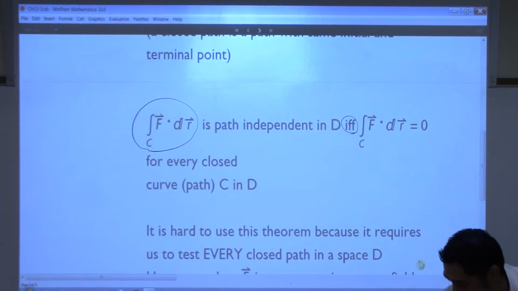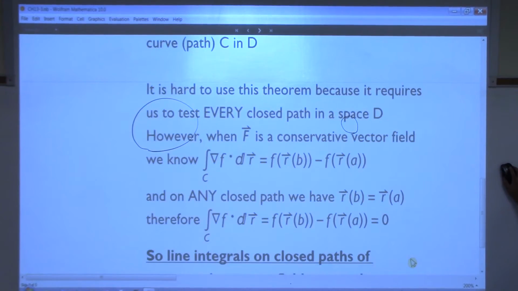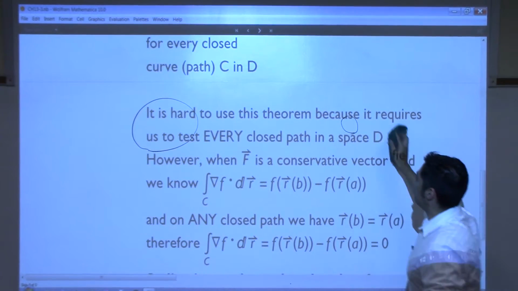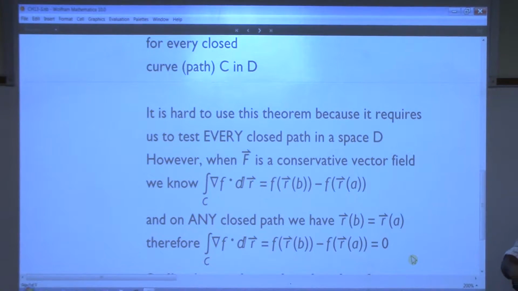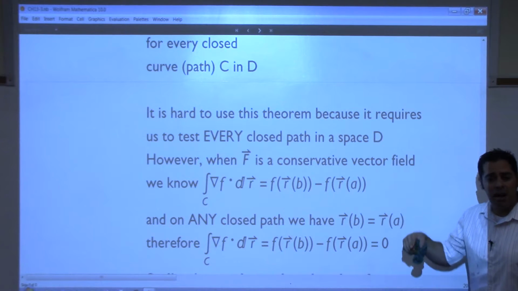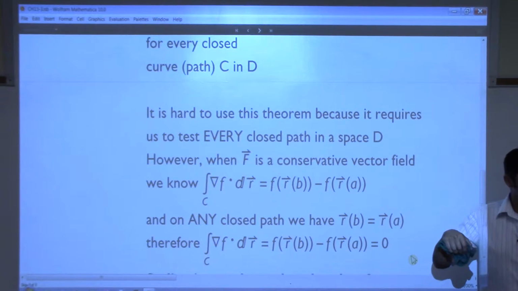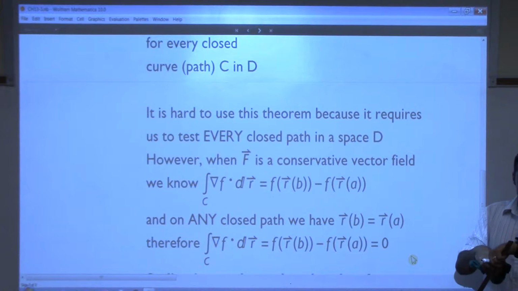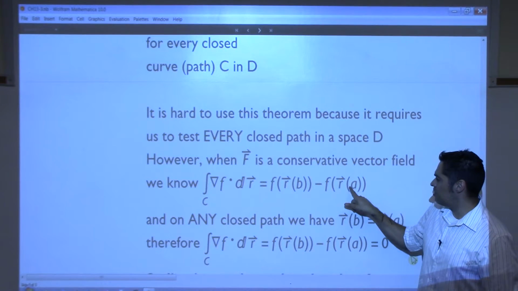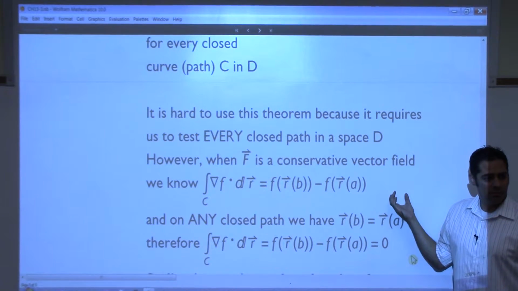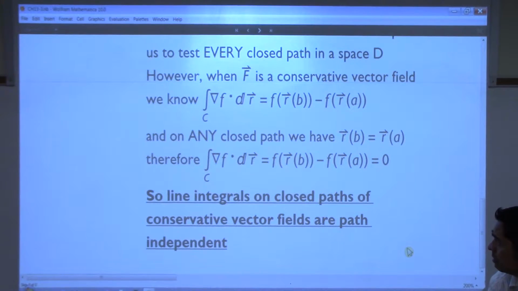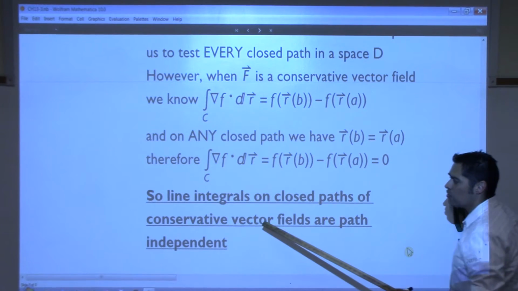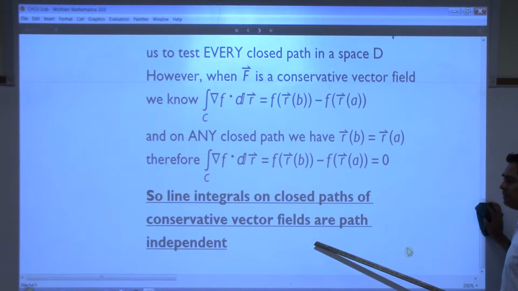But if we think about it, if that vector field F is conservative, then we know that the answer to that line integral is the two endpoints subtracted. And on a closed curve, the endpoints are the same. The starting and ending point are the same, right? So if I take these two and I subtract, if these are the same points, I should get 0, no matter what. And that leads us to this last thing. Line integrals on closed paths of conservative vector fields are path independent.